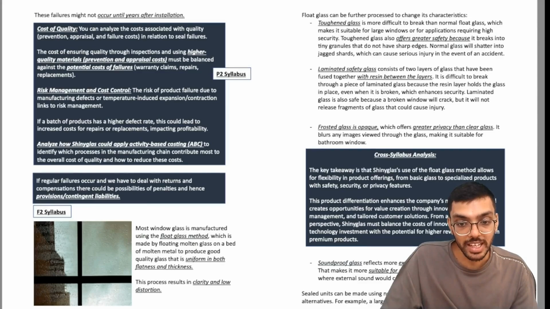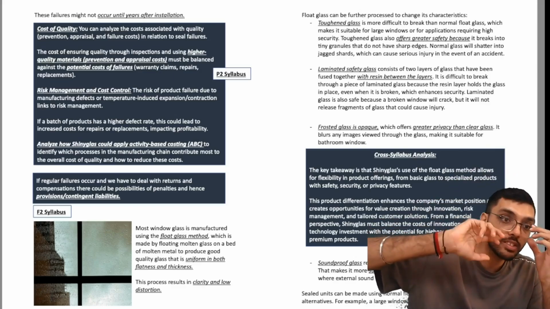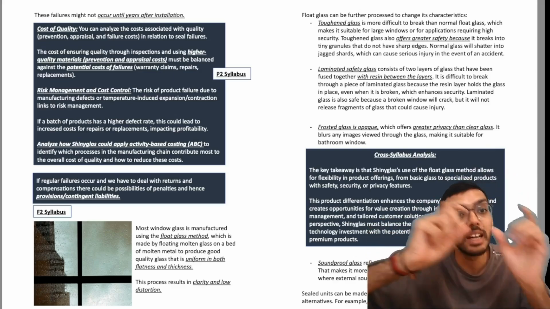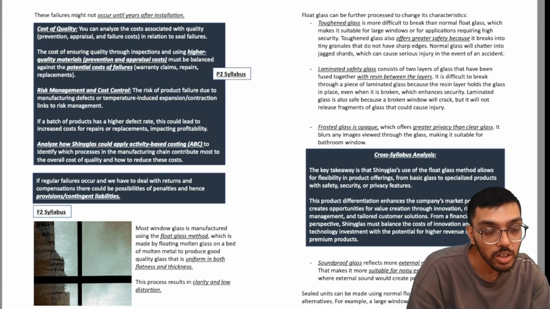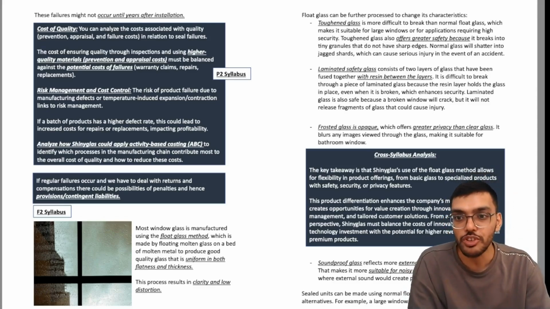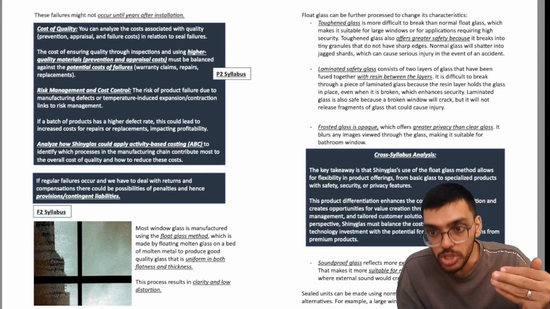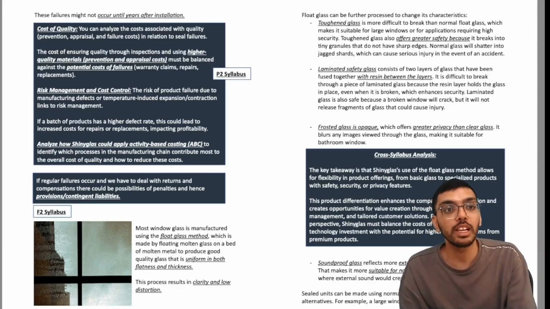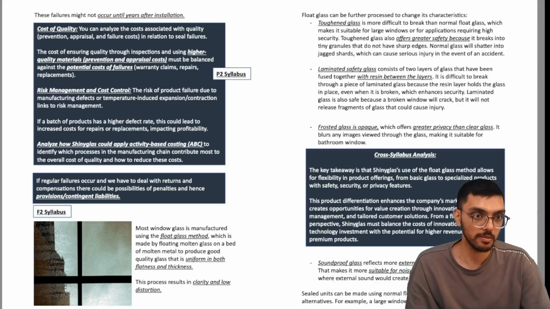Next, these failures might not occur until years after installation. You don't know when the failure is going to occur. So this brings in again total quality management linked costs of quality, like I was just talking about. The cost of quality through inspections at the beginning, prevention and appraisal costs could be high, so that your future internal failure, external failure costs are low. So costs of quality is coming into the picture over here.